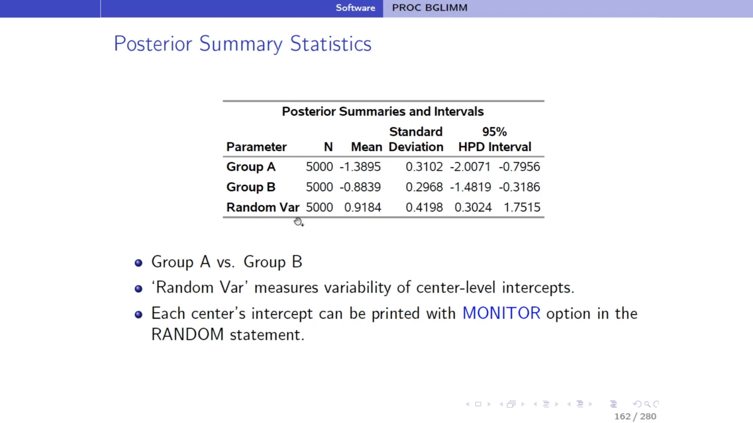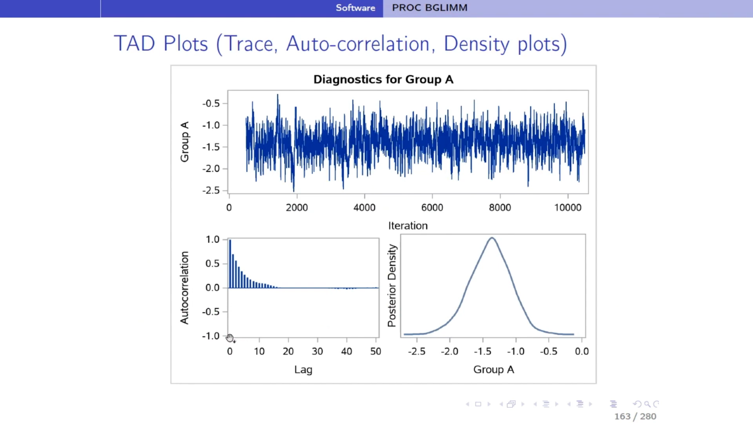The random effects parameter summary statistics don't come out by default, but you can request them by specifying a MONITOR option in the RANDOM statement, same as the SOLUTION option in the MIXED procedure.